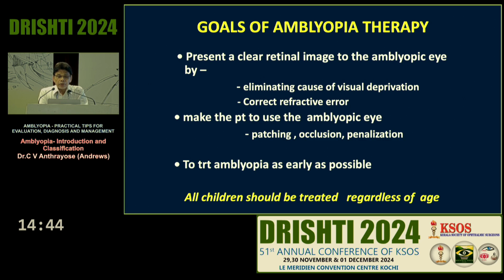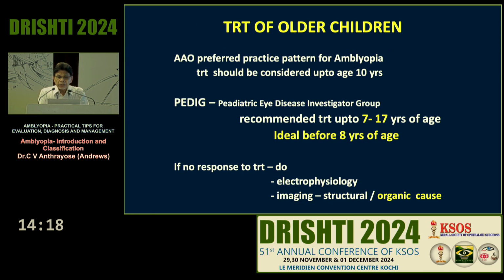The goals of amblyopia therapy: you have to present a clear retinal image to the amblyopic eye by eliminating the cause of visual deprivation or correcting refractive error or squint. Make the patient use the amblyopic eye by patching, occlusion or penalization. Treat the amblyopic eye as early as possible, that is the most important thing. Irrespective of age, all children should be treated. Treatment of all the children can be a little bit liberal.